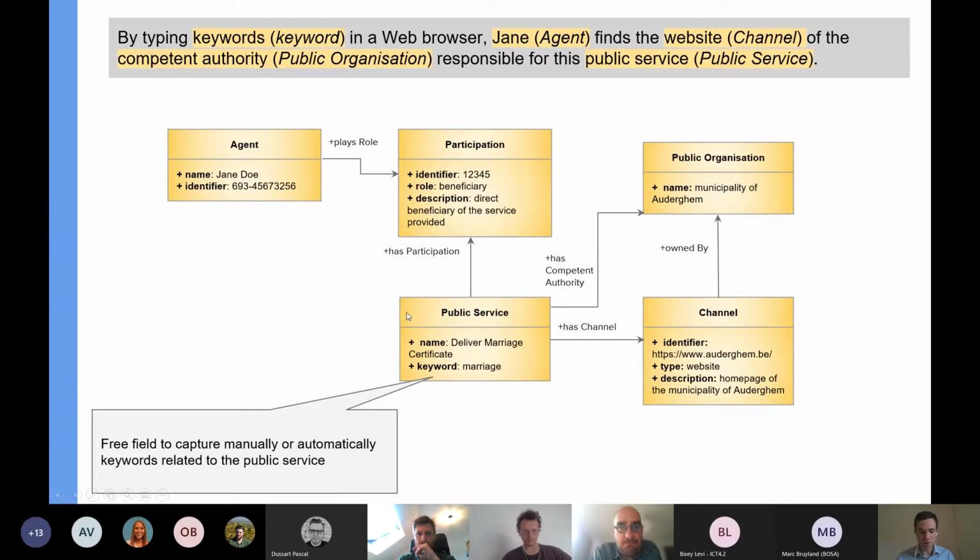Any other opinion on this? I understand that there is interest in having a keyword field. Yes, from the point of view of a catalog of services. Exactly, for those types of use cases. Informing a broad audience about public services or government. Okay, good.